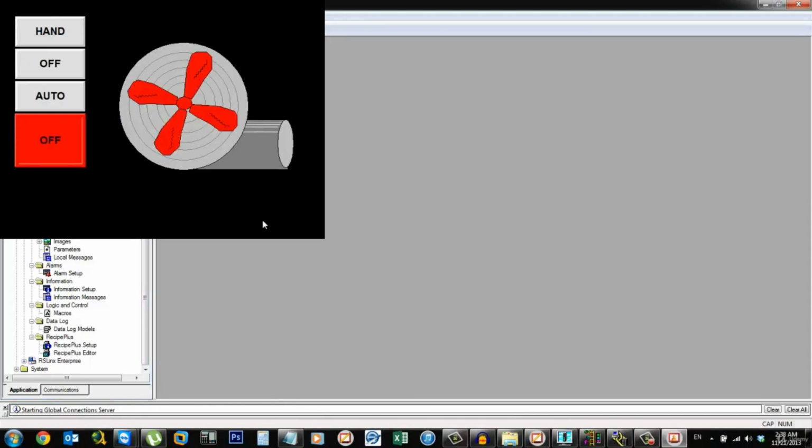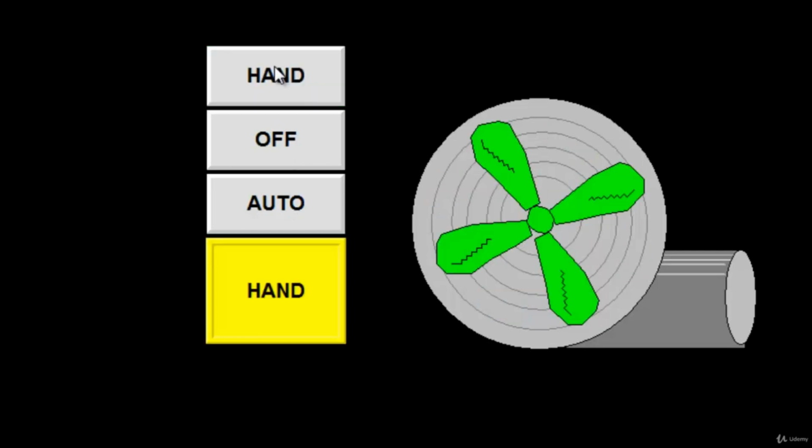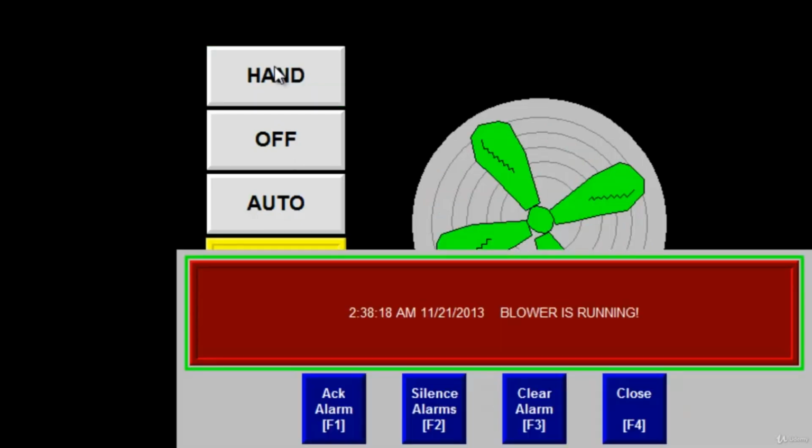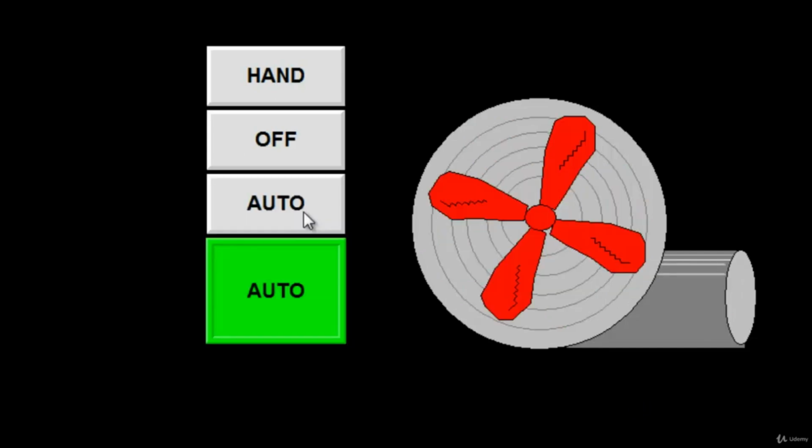Okay, so our HMI popped up, our blower is off, and if we put it into auto, we should get the status changed to auto, but since our blower doesn't come on, there is no alarm. But when we put it into hand, now we get a nice pop-up that tells us our blower is running, and we have the options to acknowledge or silence or clear alarms, or just to close that menu. And alarms are as simple as that.